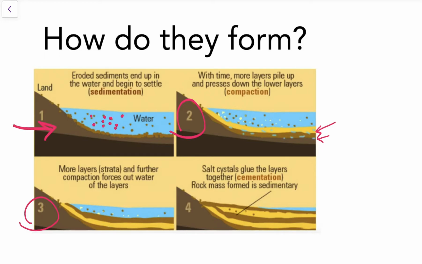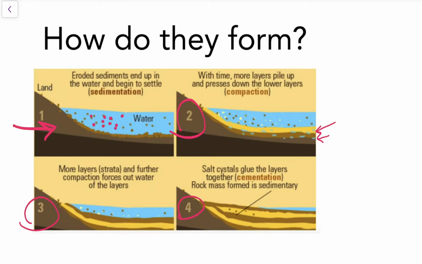More layers and further pressure, further compaction, forces water out of the layers. It's like when you're walking on the beach and you push down with your hand or your foot, the water gets forced out of the sand, right? You're pushing down, you're adding pressure. You create this kind of imprint, and sometimes you can see the water move up around your hand. That's because you're pushing it out from the sand that is underneath the pressure you are applying.